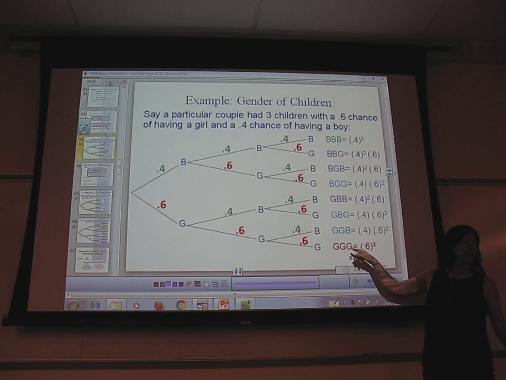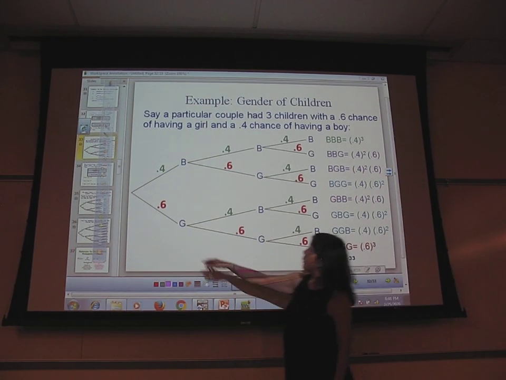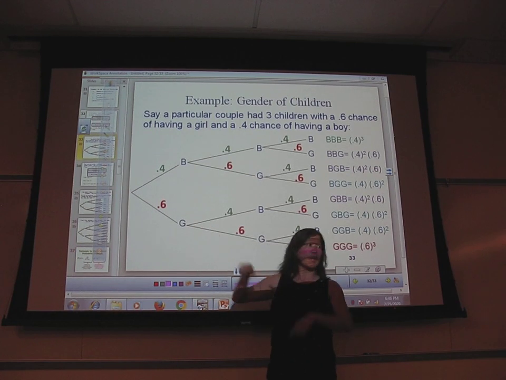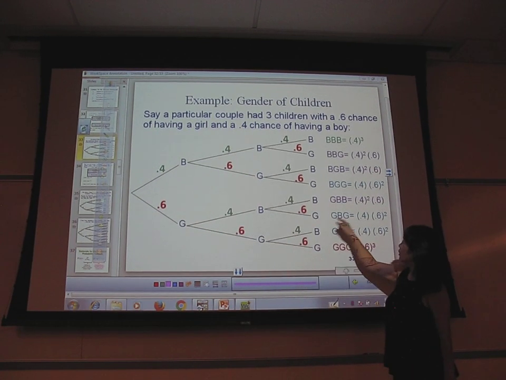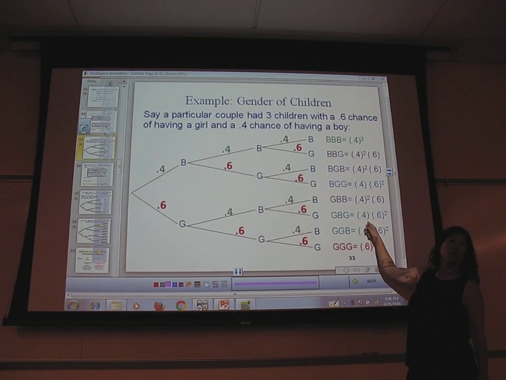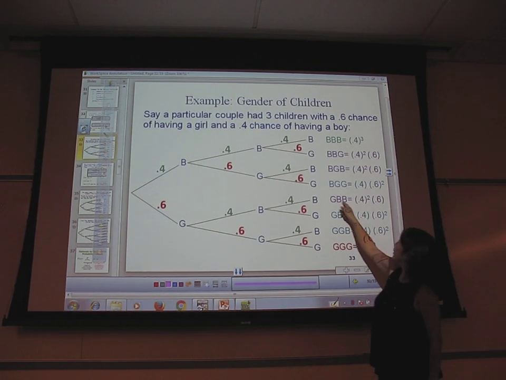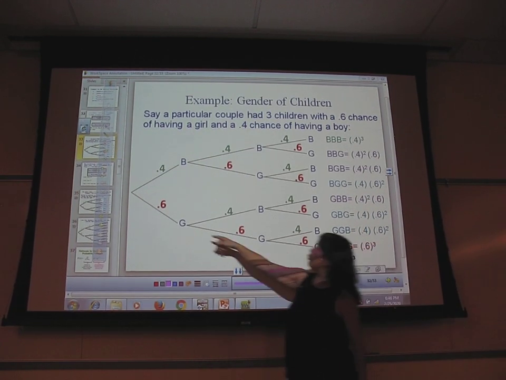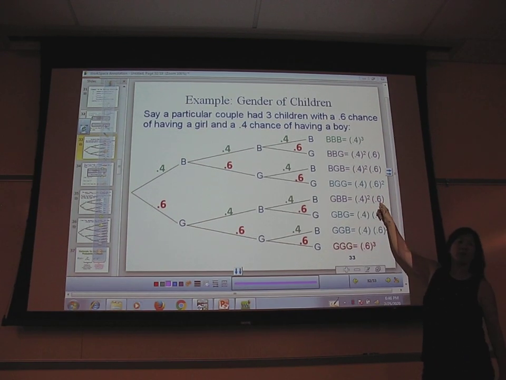Everybody good with this part? How do we find the probabilities of this? 0.6, yeah, you multiply along the branches. Girl and boy and then a girl: 0.6 times 0.4 times 0.6, 2 0.6s and a 0.4. You multiply. How do I get here? Girl, boy, boy: 0.6 times 0.4 times 0.4. 2 0.4s and a 0.6 being multiplied.